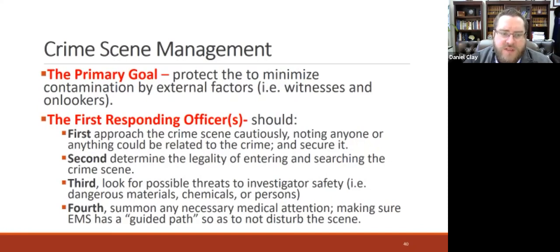So the first thing that we're going to ask officers to do is to approach the crime scene cautiously, right? It could be the perpetrator is still in there. It could still be an active scene in terms of, let's say you have an ongoing mass shooting or a school shooting, something along those lines. You're going to want them to approach cautiously, right?